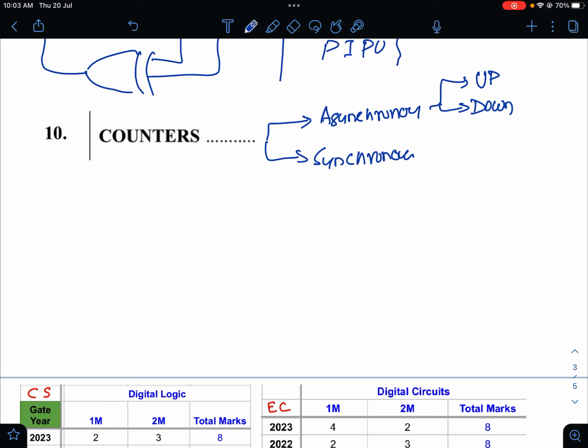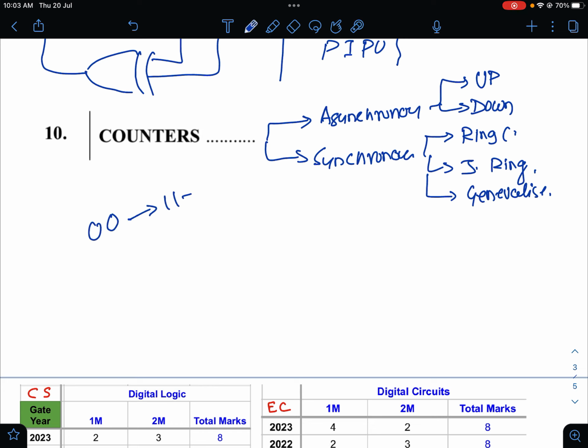In the synchronous counter, there is the ring counter, from which the questions are fewer. There is the Johnson ring counter, from which sometimes questions come. And there is one more counter, for which there is no name, that is the generalized counter, I am saying. In the generalized counter, they will give you, like, the counter has to count a counting cycle 00, 11, 10, 01, and again 00, like this. Design the counter using T flip-flops. They will say if 2 T flip-flops are used, what are the inputs to be connected to the T flip-flops? This is one model of questions we get from the synchronous counter.